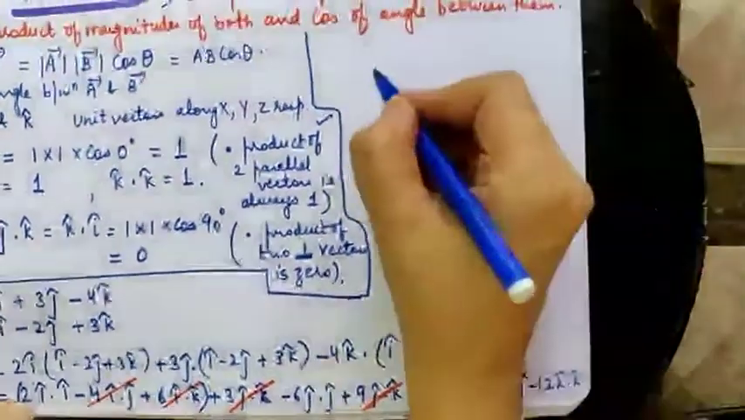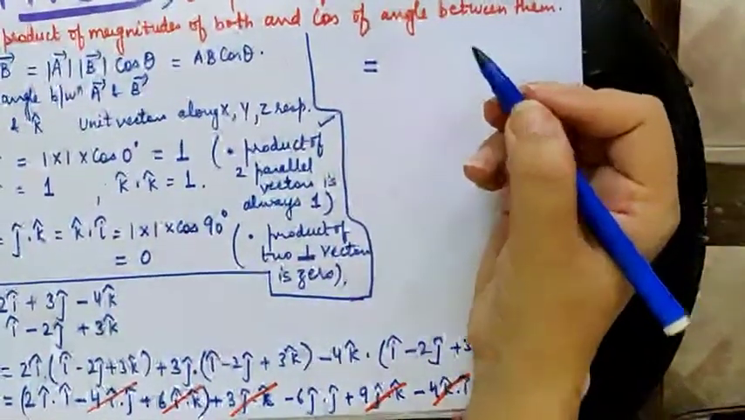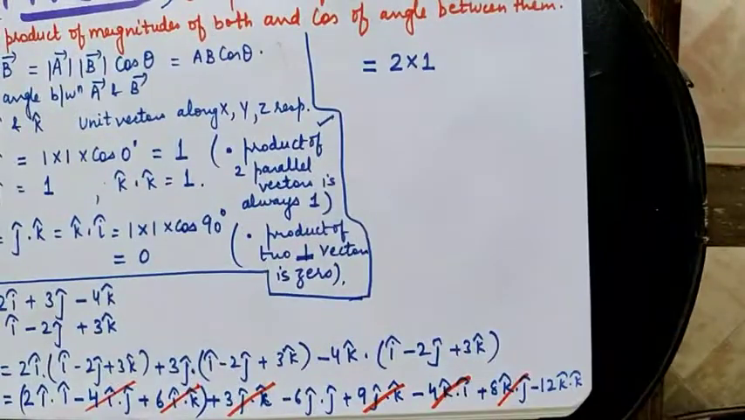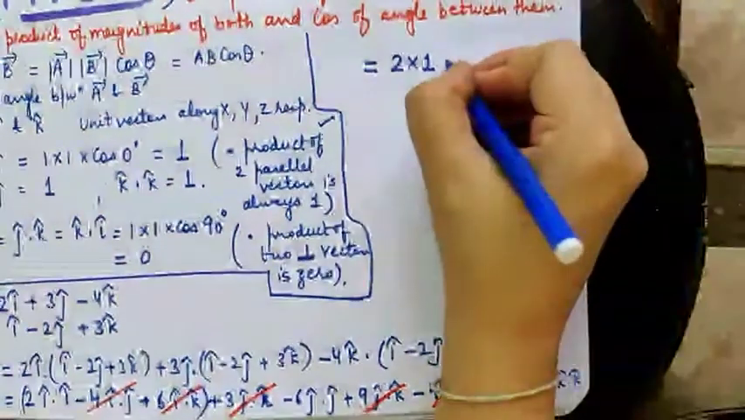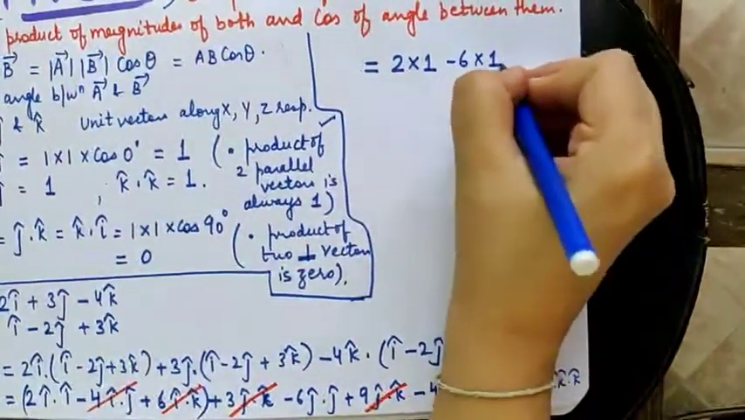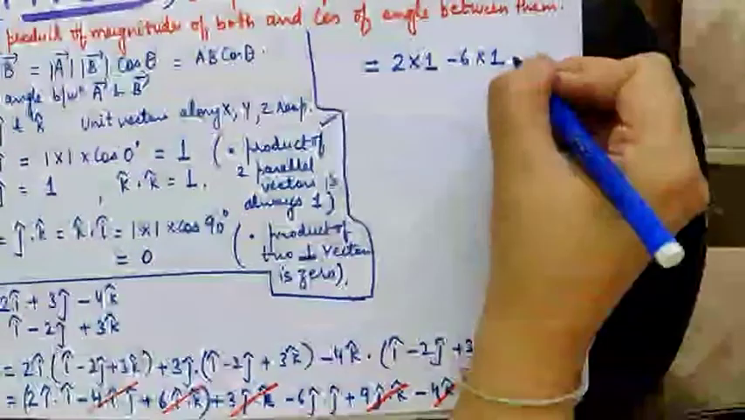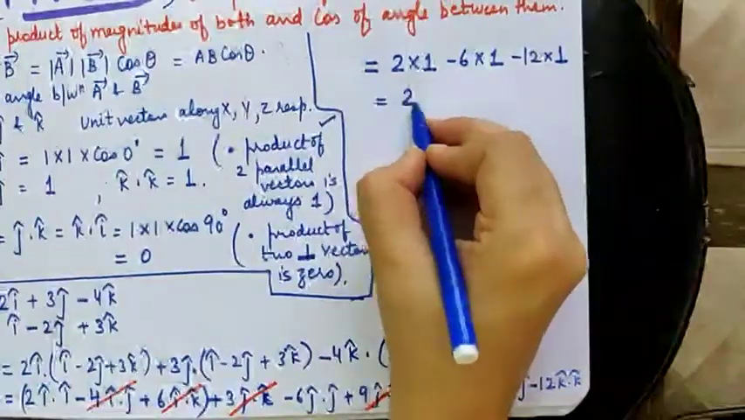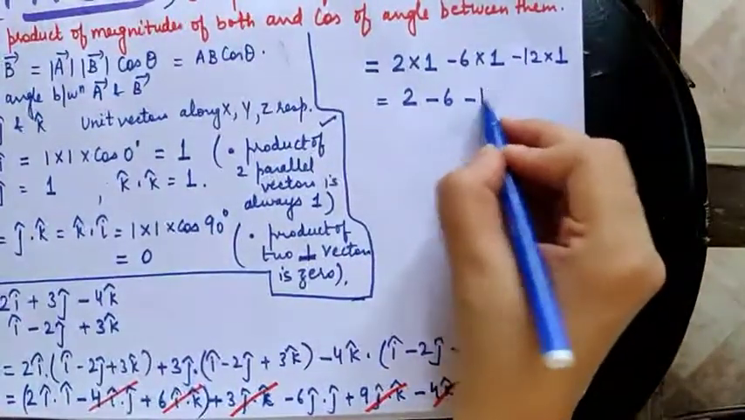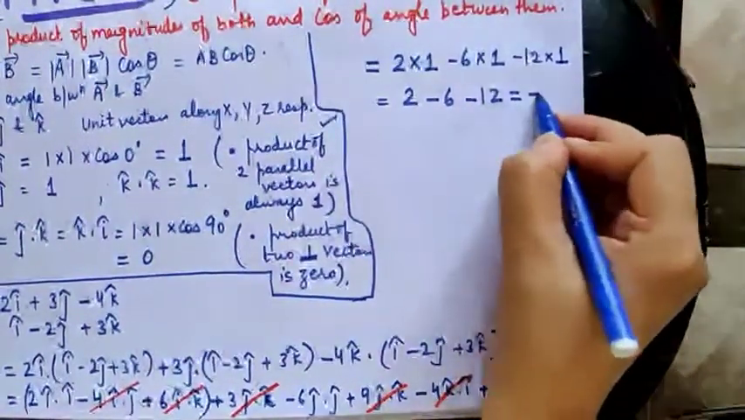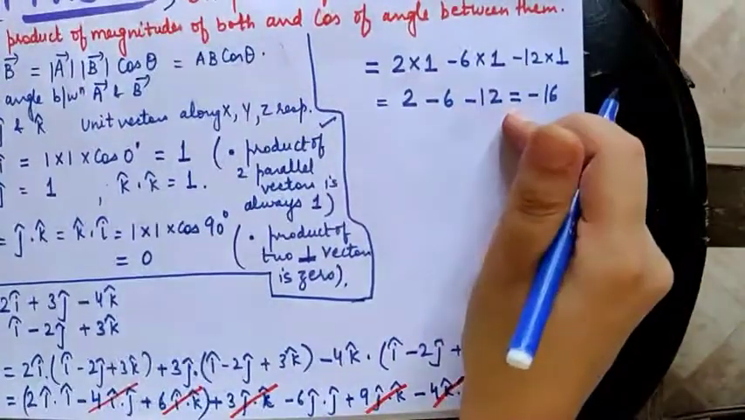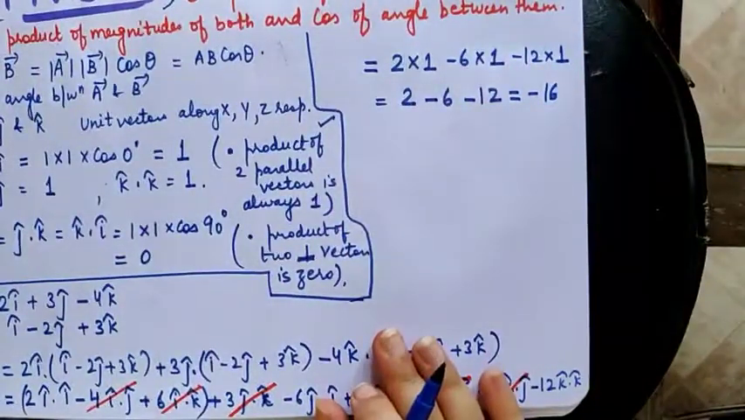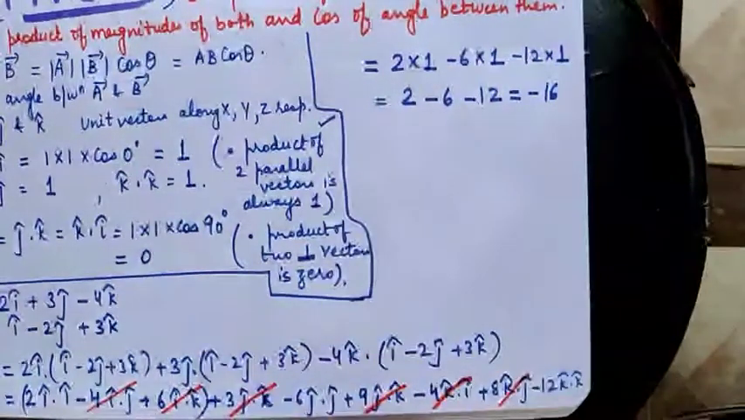2i dot i. 2 into i dot i, which is equal to 1. Now move on to the other. Minus 6, j dot j is also equal to 1. And the last one, minus 12 into k dot k is also 1. Then I'll get the answer to be 2 minus 6 minus 12, which is equal to minus 16. Minus minus plus, and plus minus minus, sign of the bigger term. So you will get minus 16 as the answer.